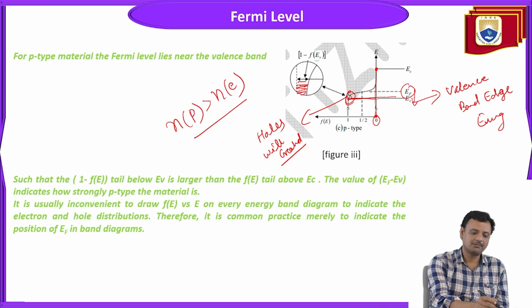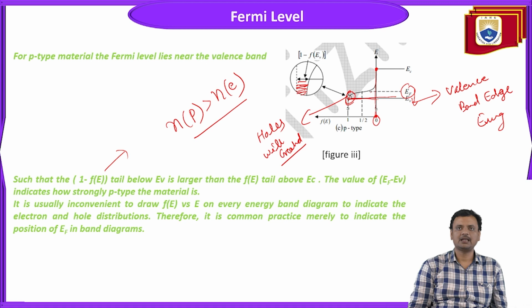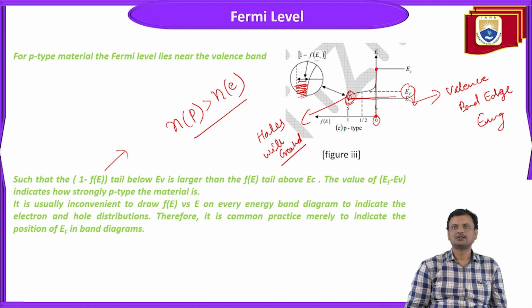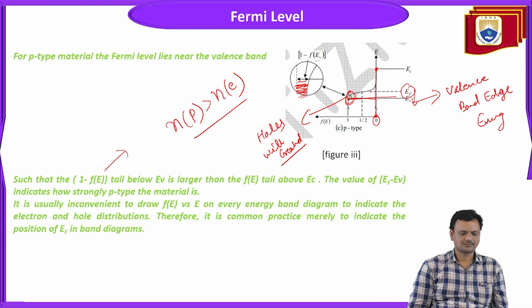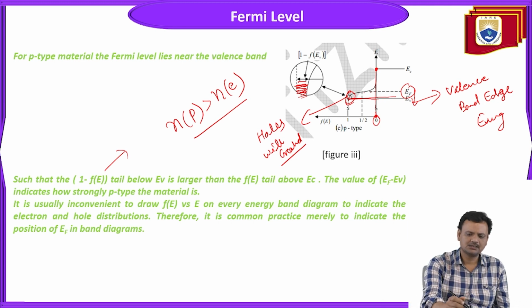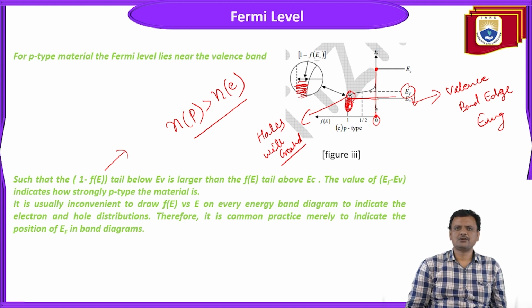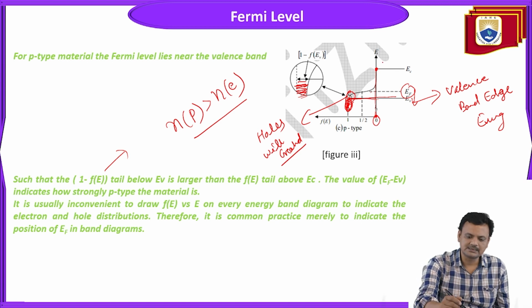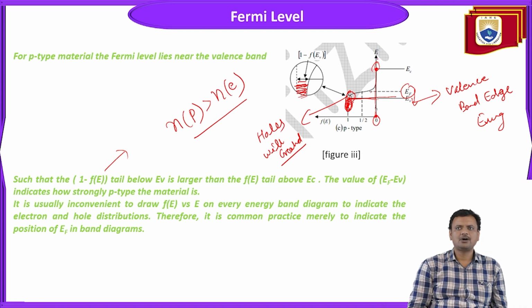So here the 1 minus F of E tail below the EV is larger than the F of E tail above the EC. So the value of EF minus EV indicates how strongly p-type the material is. Meaning if this region is greater, the availability of holes per unit volume will be more.